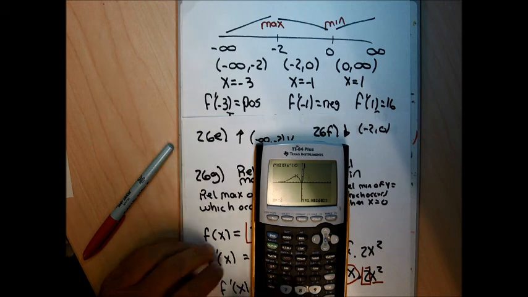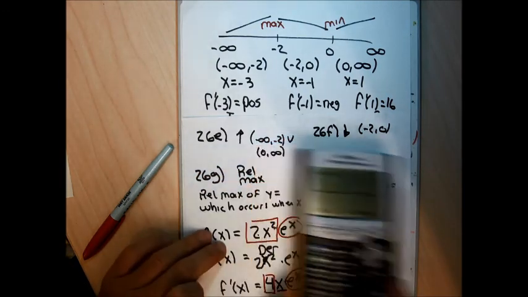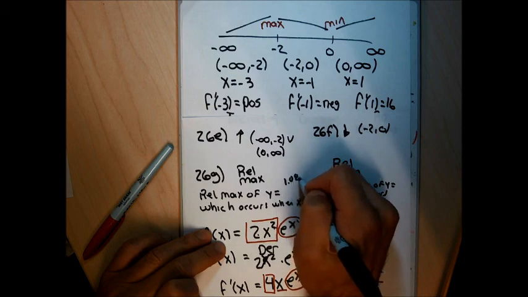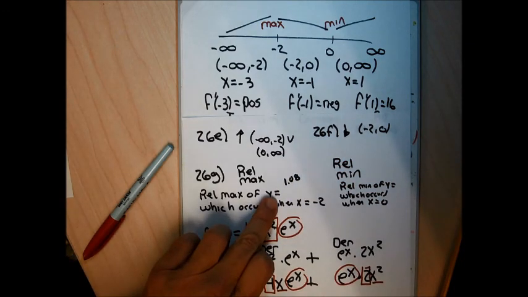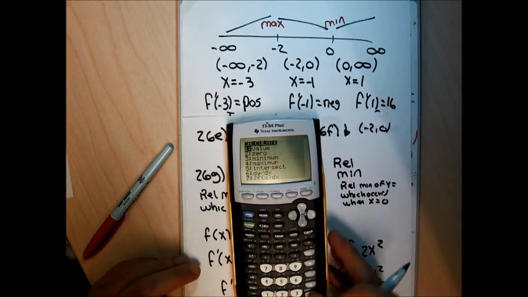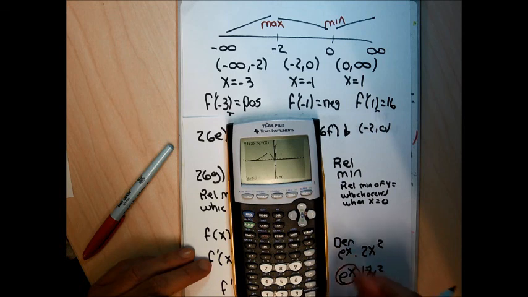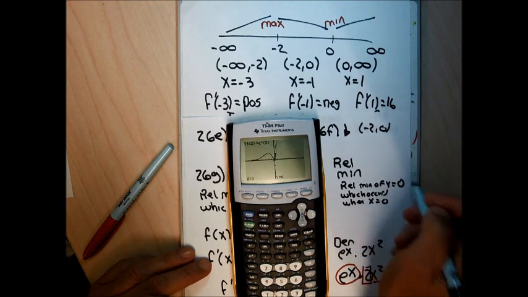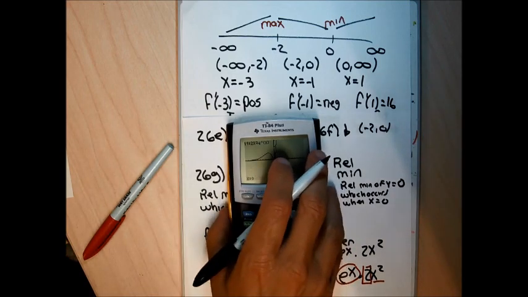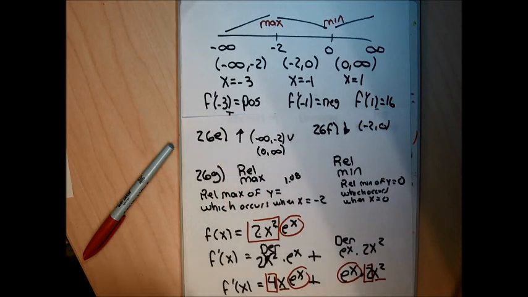The y coordinate when x is negative 2 is 1.08. So I'm just going to write right above this answer 1.08 because I'm going to need it when I graph. And for the relative min, do second calc value x equal to 0. And that gives me y equal to 0. That computation is good enough. I don't need to do anything extra for it. So my relative minimum is going to be at the point 0, 0.